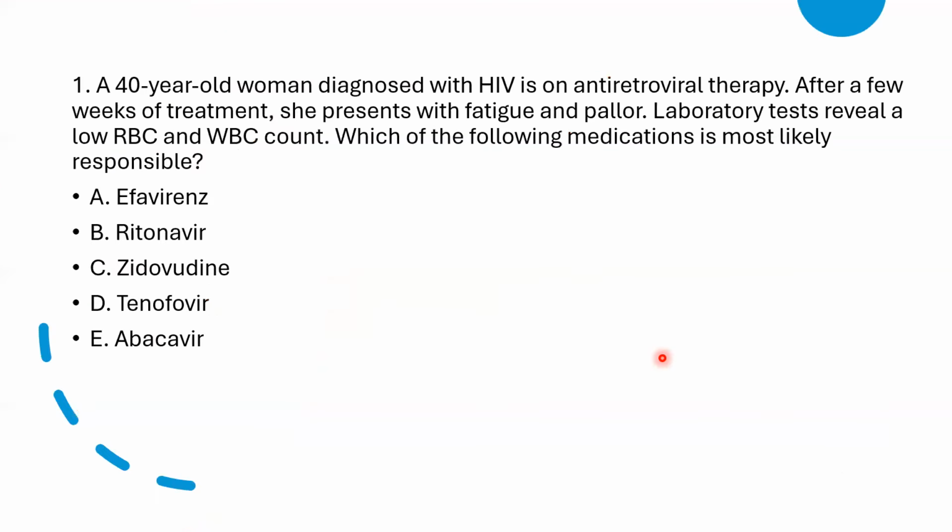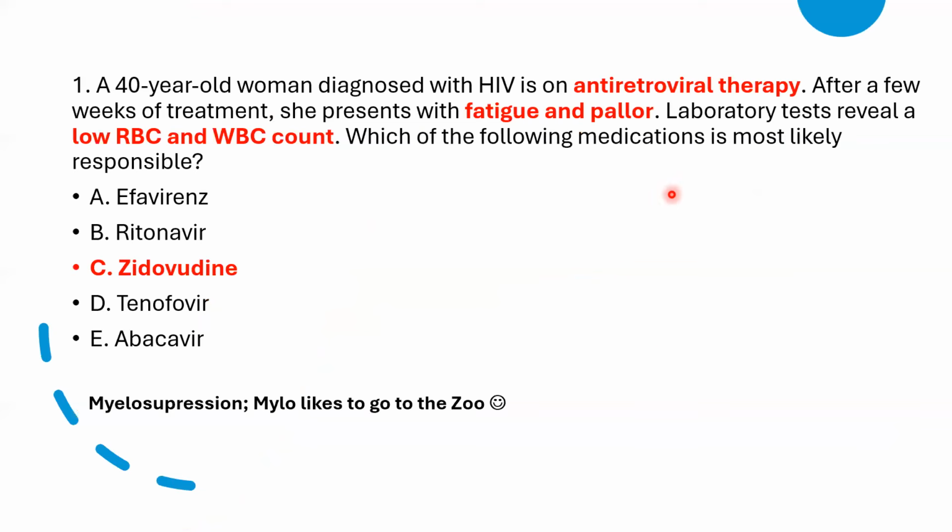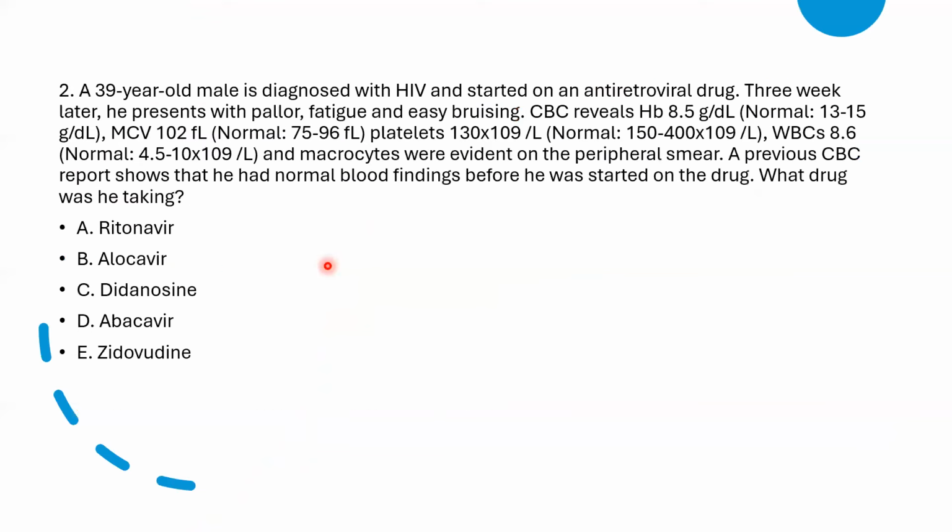So let's apply it to questions really quickly. Again, feel free to pause, okay? Now, here they're telling you the patient is on antiretroviral therapy. After a few weeks, he noticed low RBC and white blood cell counts. This is myelosuppression, right? Like we said, Milo likes to go to the zoo. So this is the one that's causing it.